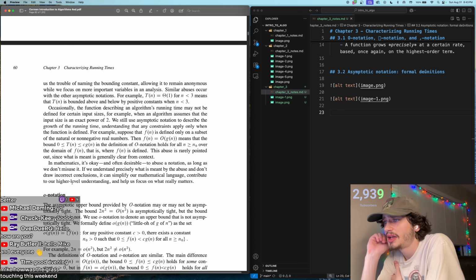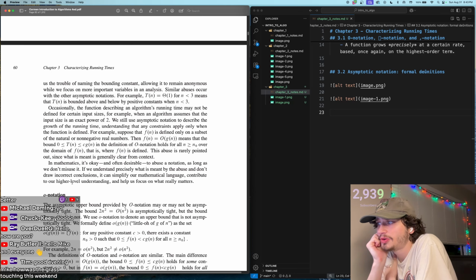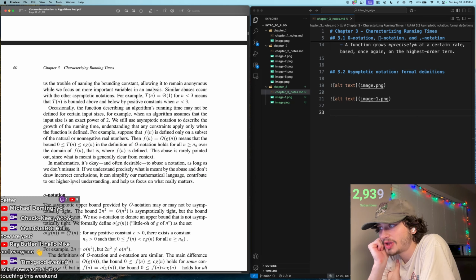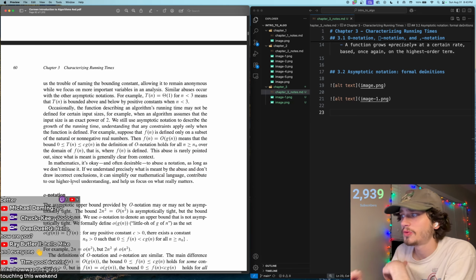In mathematics, it's okay and often desirable to abuse a notation as long as we don't misuse it. If we understand precisely what is meant by the abuse and don't draw incorrect conclusions, we can simplify our mathematical language, contribute to our higher level understanding, and help us focus on what really matters.